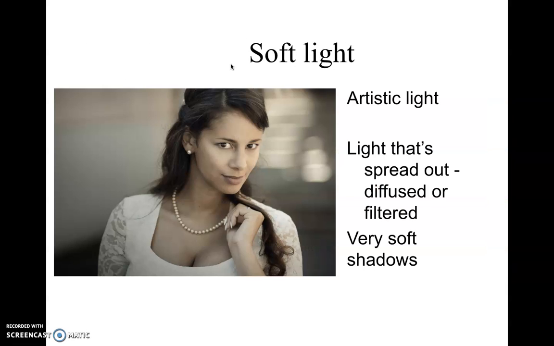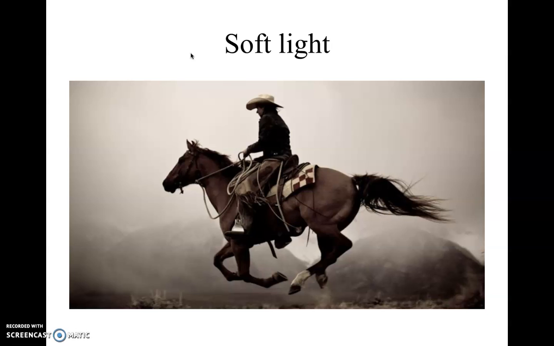Most photographers would like softer light, and so they do something that's a little more artistic, and what they're trying to do is spread the light out. So if you've ever seen photographers shooting through umbrellas, or maybe there's a curtain on the window or something, or putting someone in shade, what that's doing is spreading out the light so it's softer shadows. Here's another soft light example.